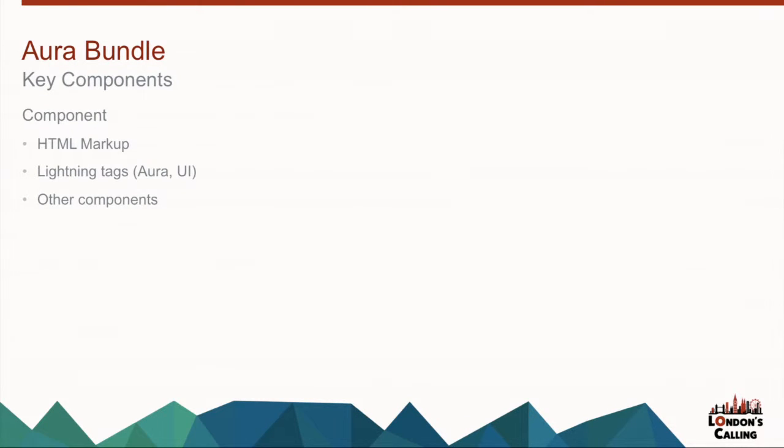In there, this is where you'll have your HTML markup. You'll have these new Lightning tags in the component, which are your Aura and UI namespaces. And also in the component, we'll find other components. So just like with Visualforce, we can still embed components within one another.